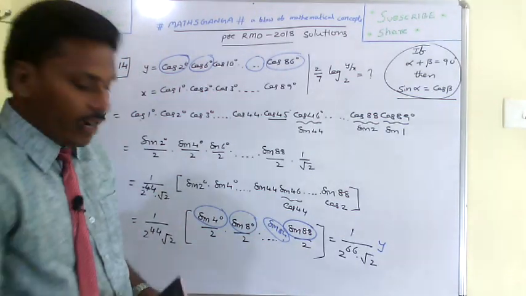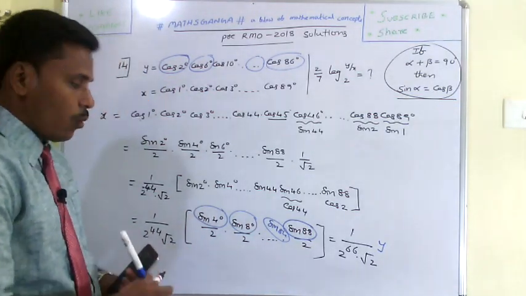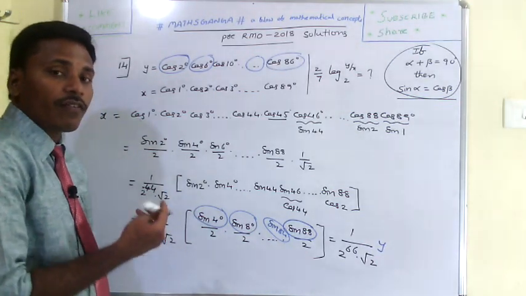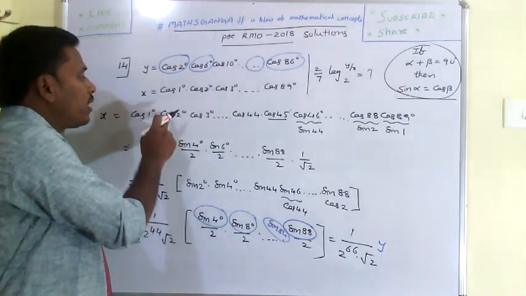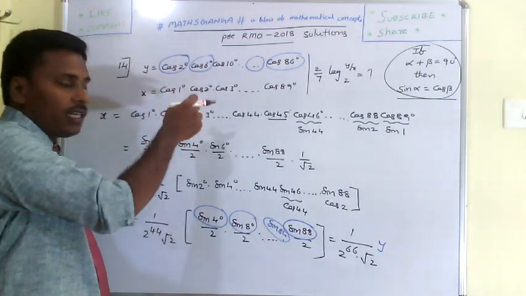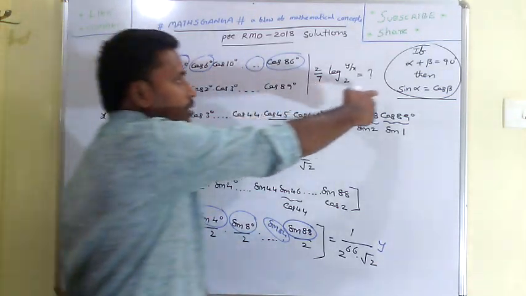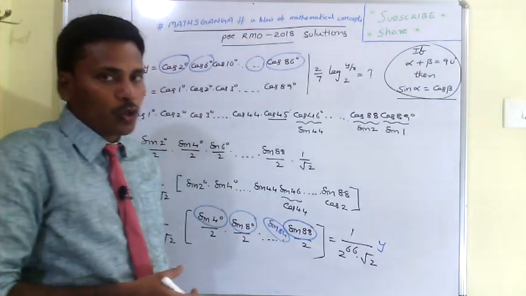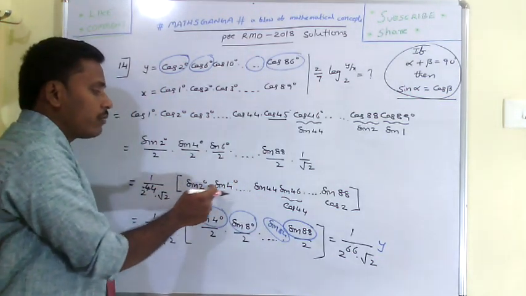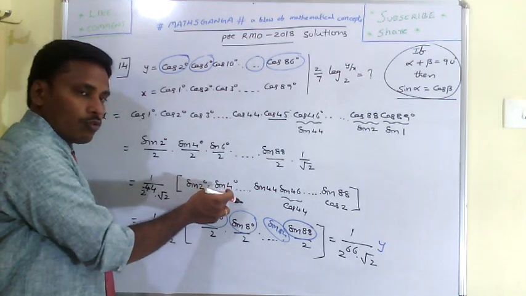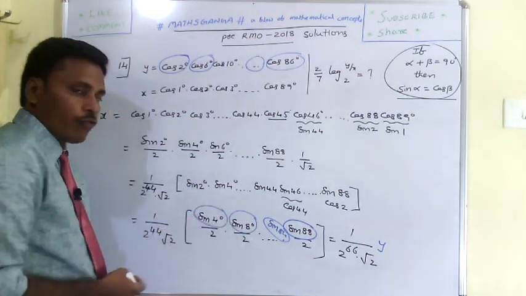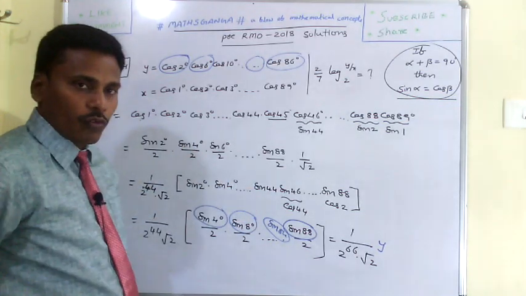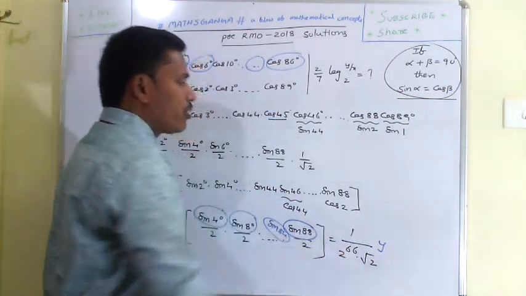So finally I have a relation between x and y. What I did here, if you observe, I raised the difference between the angles to 4 degrees. Basically the difference between the angles in the given question is 1 degree. Once I applied this logic that sin alpha is cos of beta when alpha plus beta is 90, and then I used the logic that sin 2 theta is 2 sin theta cos theta. From there I have the product of the sin terms with the difference as 2. Again I raised the difference to 4. Then this sin product and cos product both are same, so replace with y. So I have that x is equals to 1 by 2 power 66 root 2 into y.